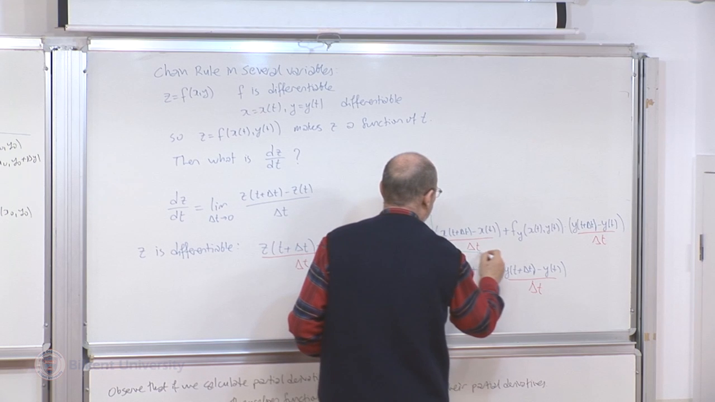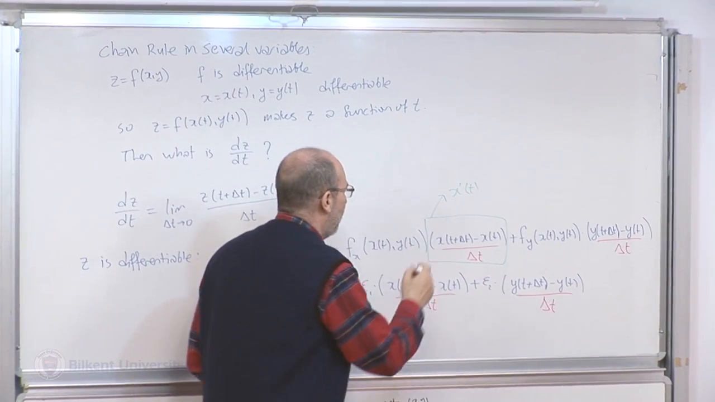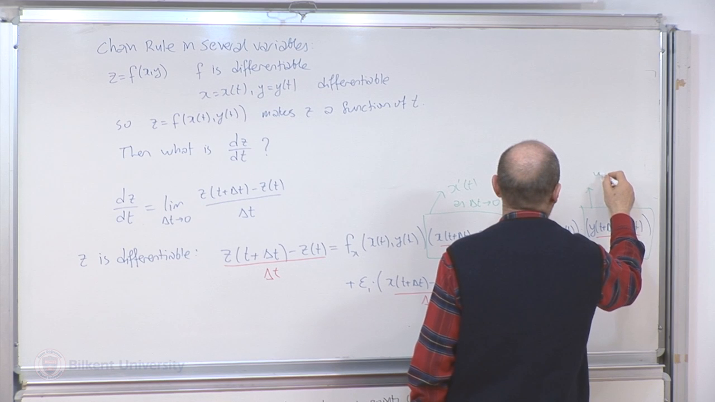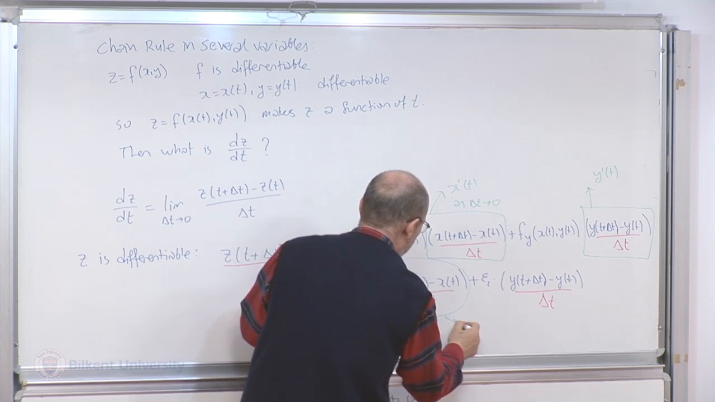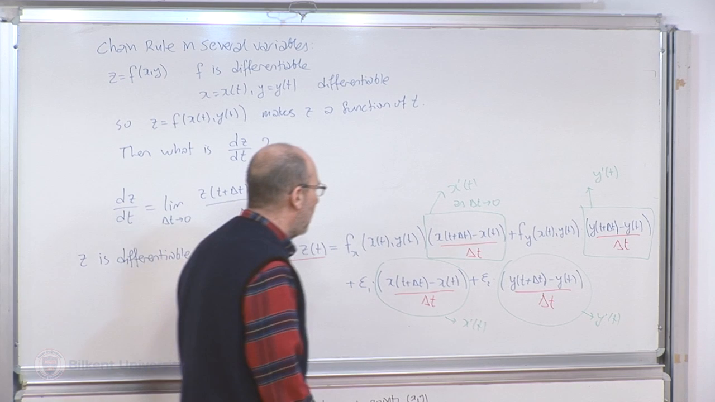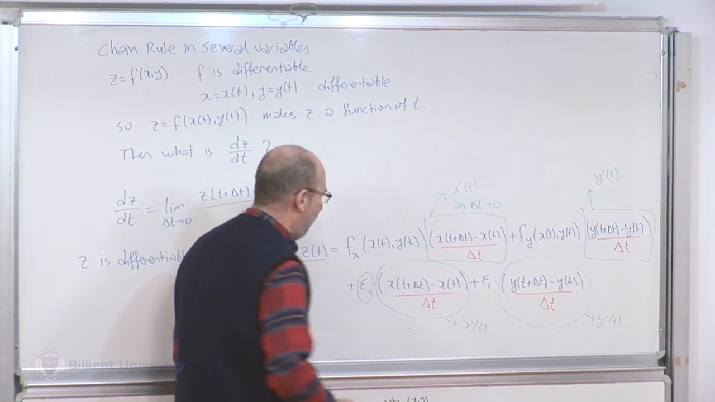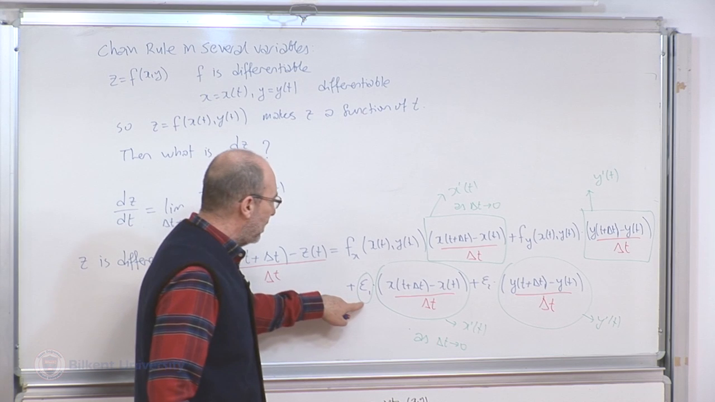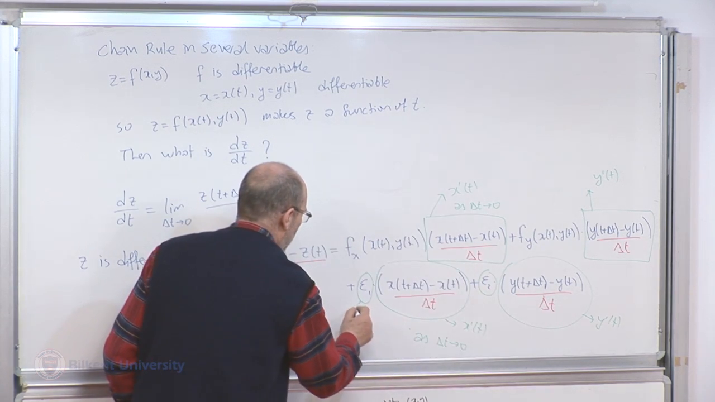This limit exists. So again, this thing goes to x prime of t as delta t goes to 0. This thing goes to y prime of t. Now here again, this is what saves me. This again goes to x prime t, and this goes to y prime t. Now what happens to this one? Here you see I'm taking limits as delta t goes to 0. As we said a minute ago, as delta t goes to 0, these two error terms go to 0.